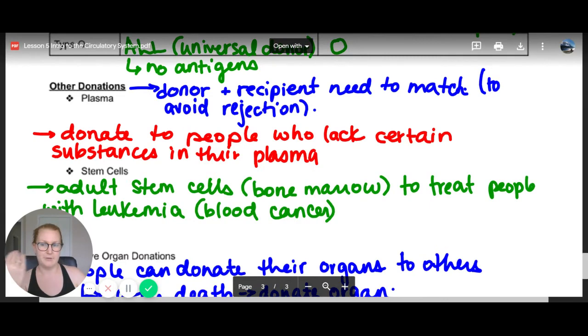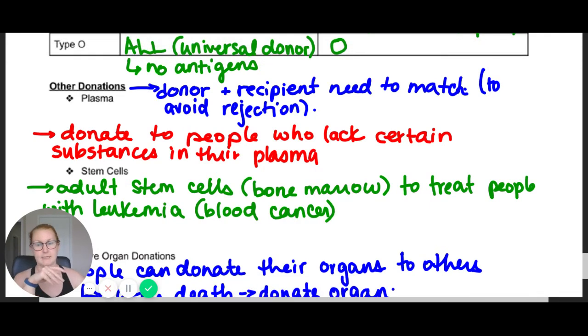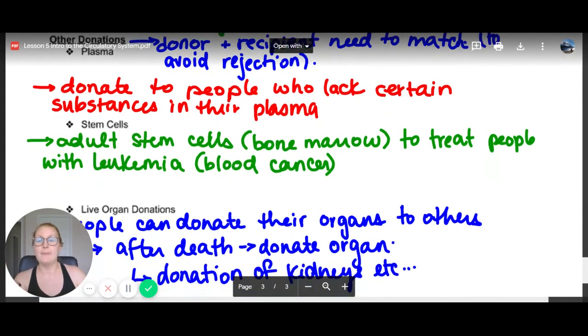The plasma donation, sometimes we use this to donate to people who lack certain substances. I used the example previously of hemophilia. In hemophilia A, the person oftentimes will lack a protein needed in their plasma that helps with blood clotting. So people who have hemophilia, they actually inject themselves daily or whatever the case might be, depending on the severity, with that clotting factor. So it's definitely possible to donate that.